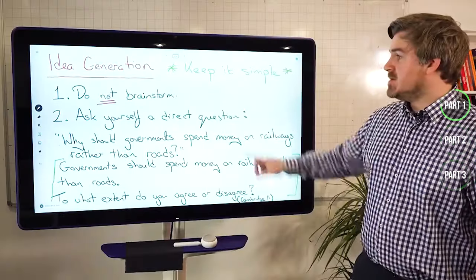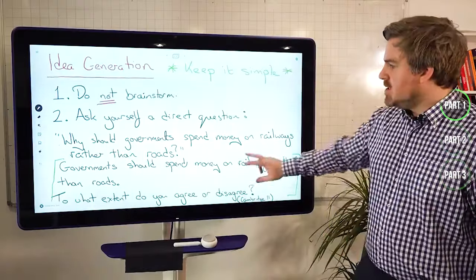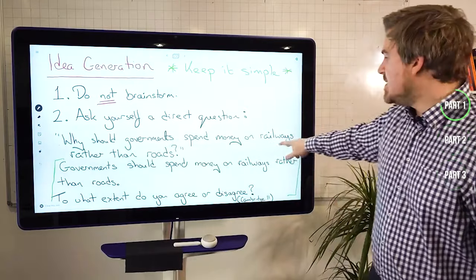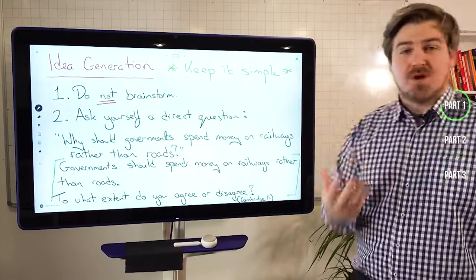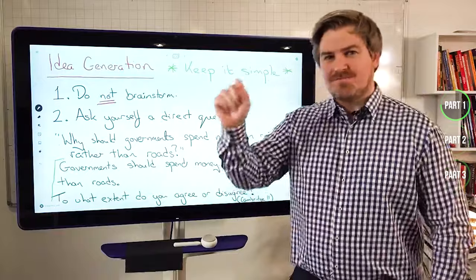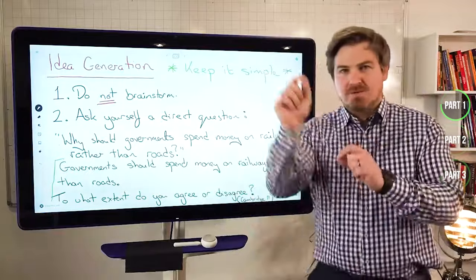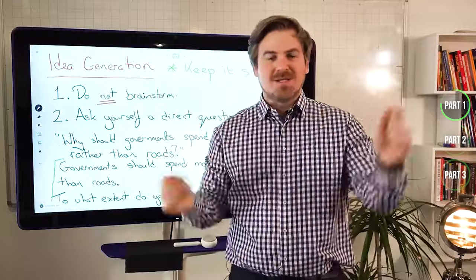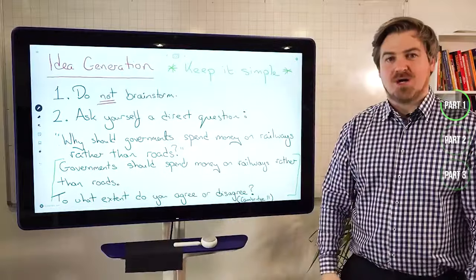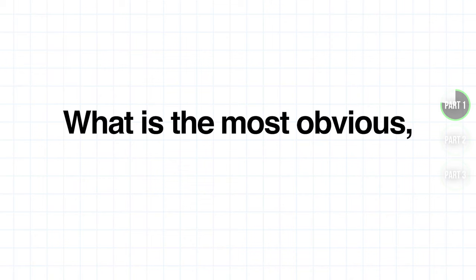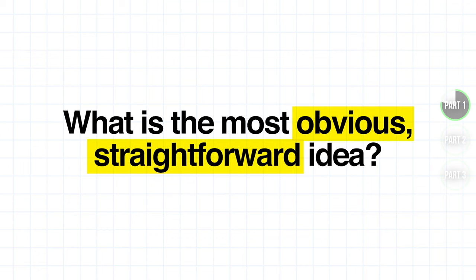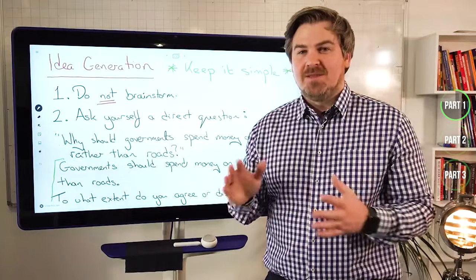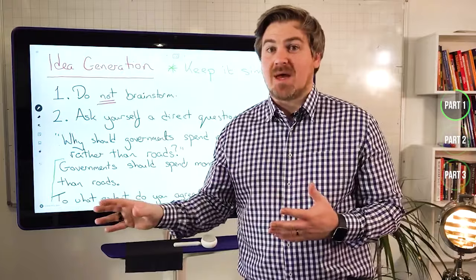Instead of brainstorming, just ask yourself a direct question. So for this particular question, what you would ask yourself is, why should governments spend more money on railways rather than roads? So instead of brainstorming where you would write railways versus roads and a little bubble around it and 20 arrows, just ask yourself one question. What is the most obvious, straightforward idea that comes up? Don't think of the most complicated idea. The simplest idea is always the best.